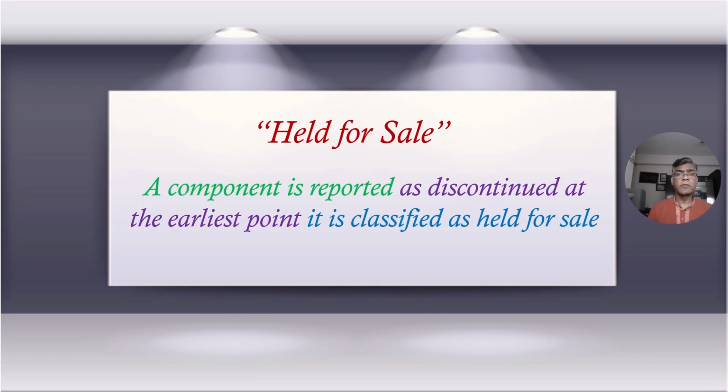A key concept in this topic is held for sale. A component is reported as discontinued at the earliest point when it is classified as held for sale. This means management has made a clear decision to sell the component, and certain criteria have been met. Once a component is classified as held for sale, the accounting treatment changes immediately. The classification signals that the component will soon be removed from the company's operations.